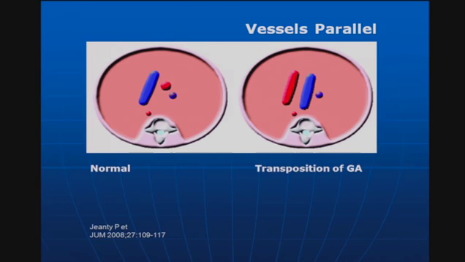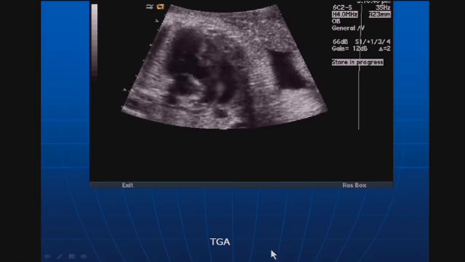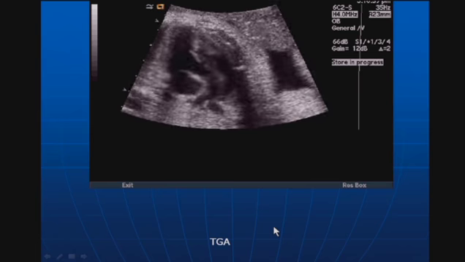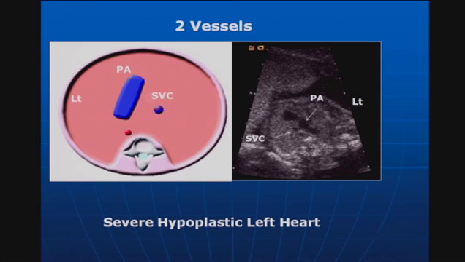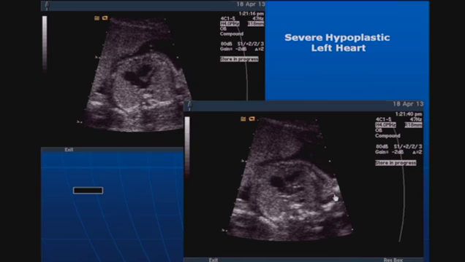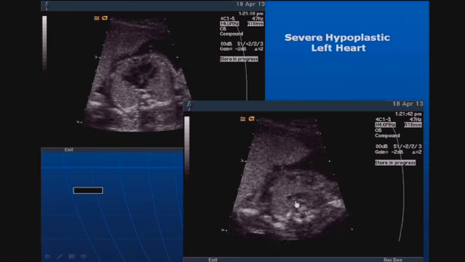Finally, vessels can be parallel, as we all know, either double outlet of the right ventricle or transposition. So this is just a case of transposition where the vessels never are identified to crisscross at all. Then finally, we can have two vessels, four vessels, all different sorts of combinations here. So if you look here, you see the pulmonary artery, you see the SVC. You don't know that's the SVC, but I'll show you it is. But we don't see the aorta, so severe hypoplastic left heart. And you look here, this is going to be the whole aorta here, very, very small.